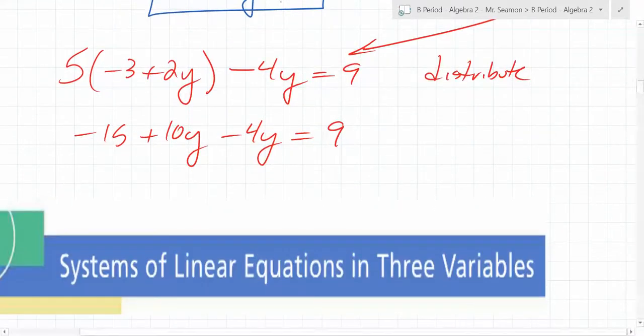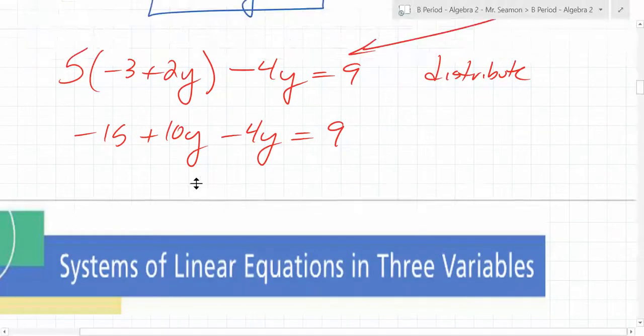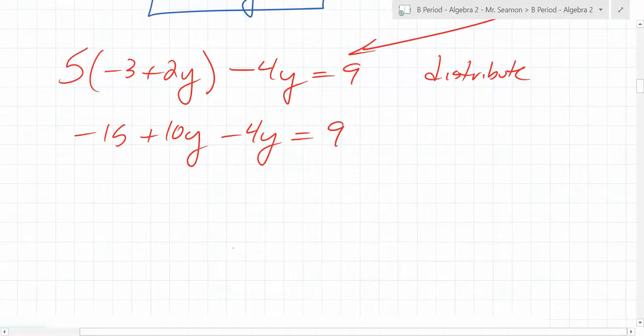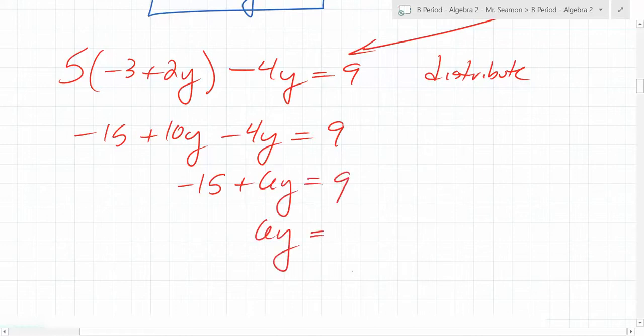Is that a single variable equation that we're really, really happy with? No, we're not. Is it wrong? No. It's just not simple. It's not totally simplified. Correct. Plus 6y equals 9. So 6y is going to be equal to what? Positive what? 9 plus 15?